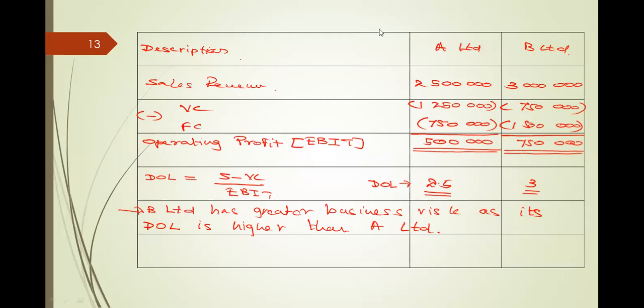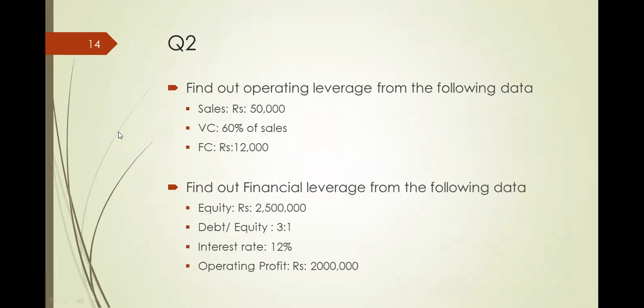Okay, let's move on. Practice question number 2. Find out operating leverage from the following data. Sales 50,000, variable cost 60% of sales, then fixed cost 12,000. We are requested to calculate the operating leverage from those.